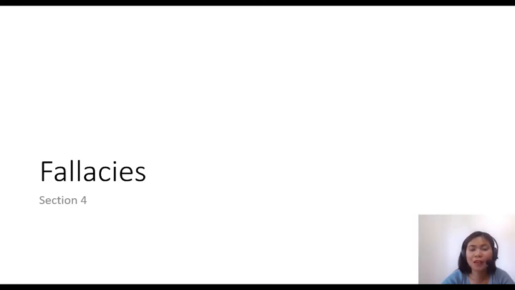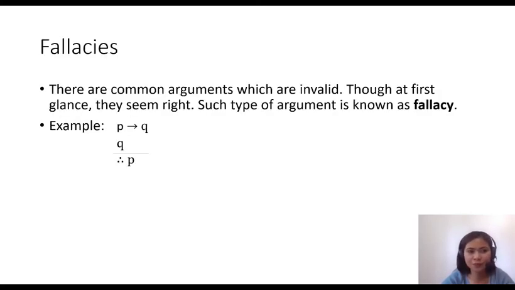So several common fallacies arise in incorrect arguments. These fallacies resemble rules of inference, but are based on contingencies rather than tautology. These are discussed in the following section, and we're going to show the distinction between correct and incorrect reasoning. So there are common arguments which are invalid, though at first glance they seem right, like what I've said. Such type of arguments is known as fallacy.